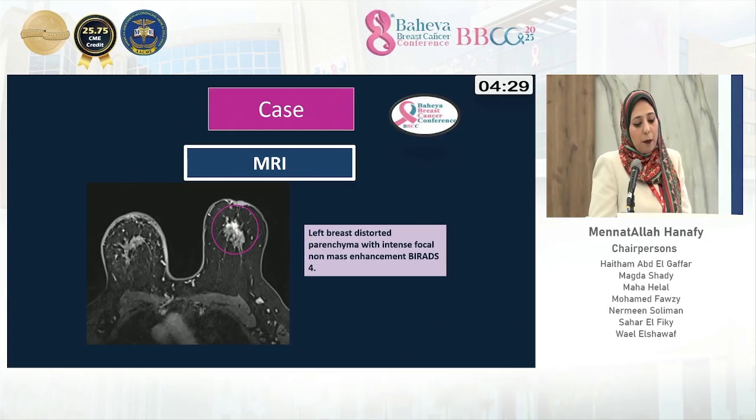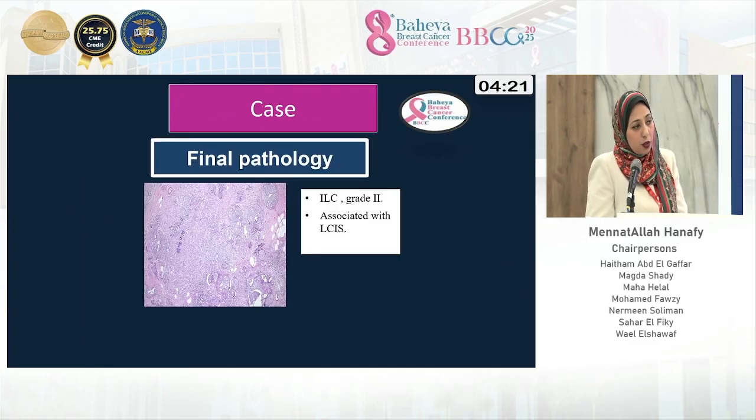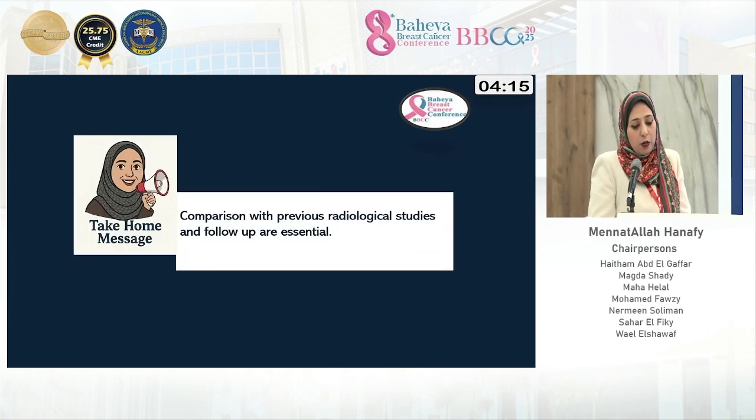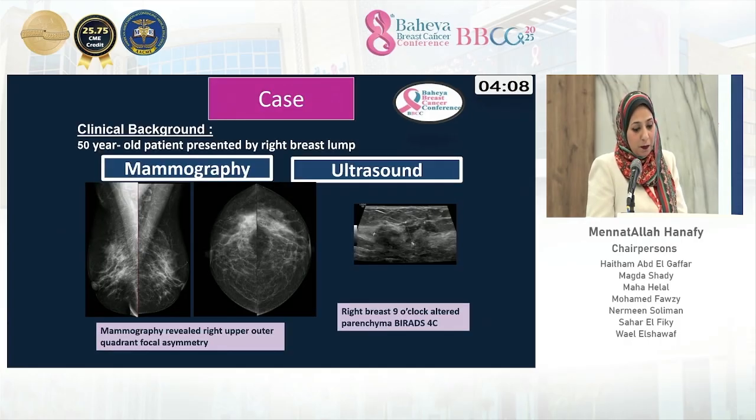So MRI was performed revealing left breast distorted parenchyma with intense focal non-mass enhancement given by RAS-4, and the final pathology was invasive lobular carcinoma grade 2 associated with LCIS. So our take-home message in this case, comparison with previous radiological studies and follow-up are essential.